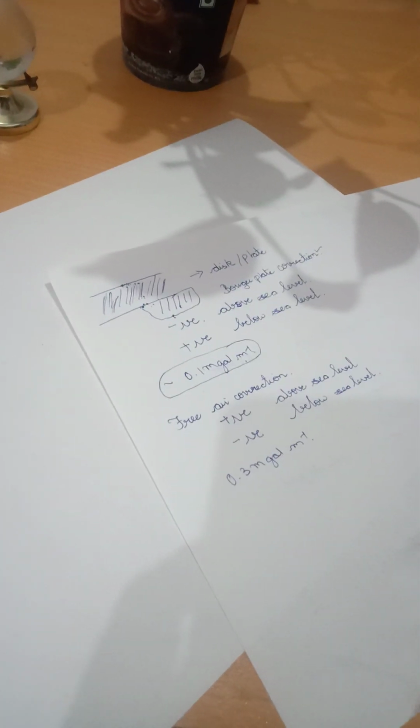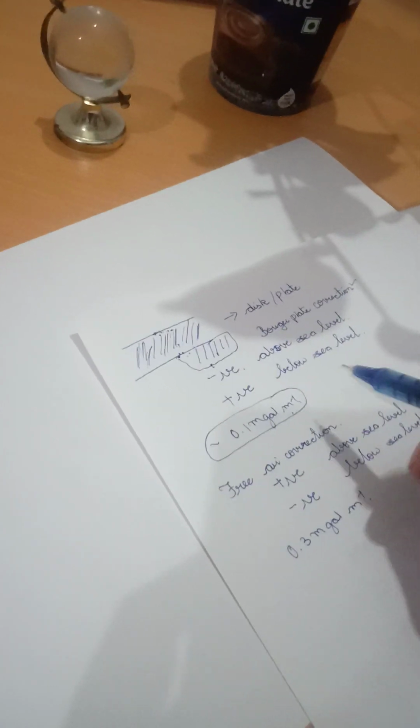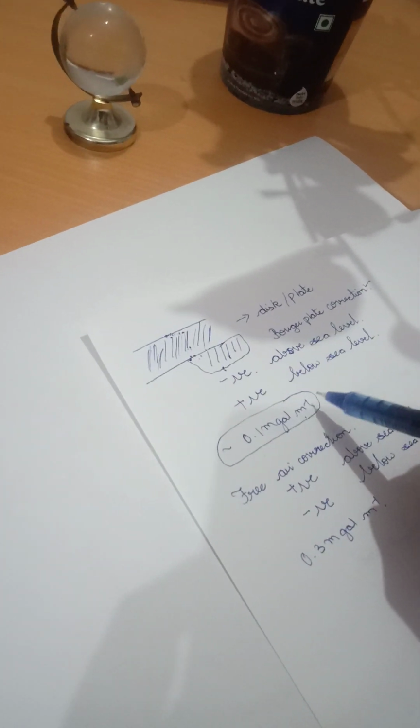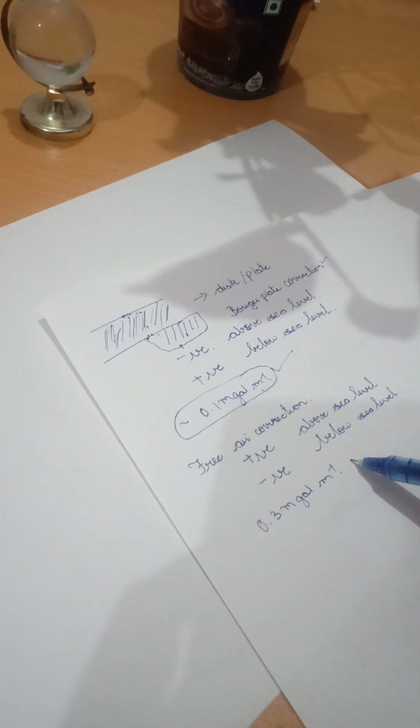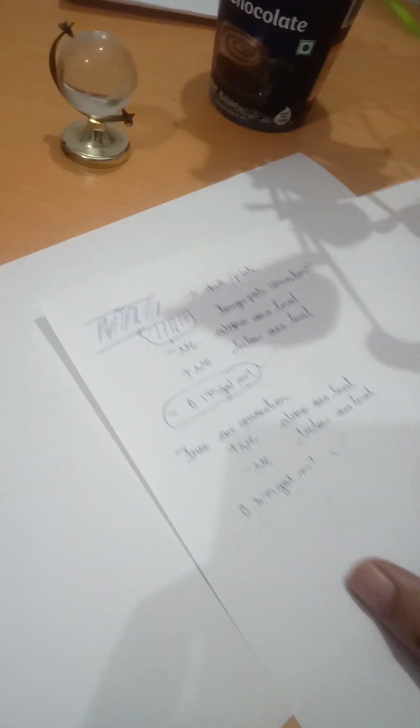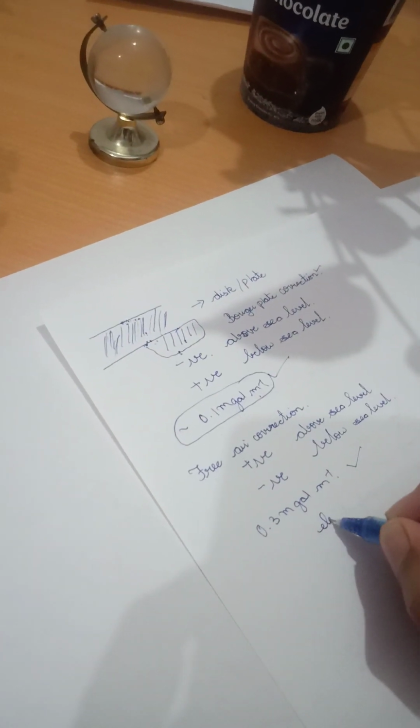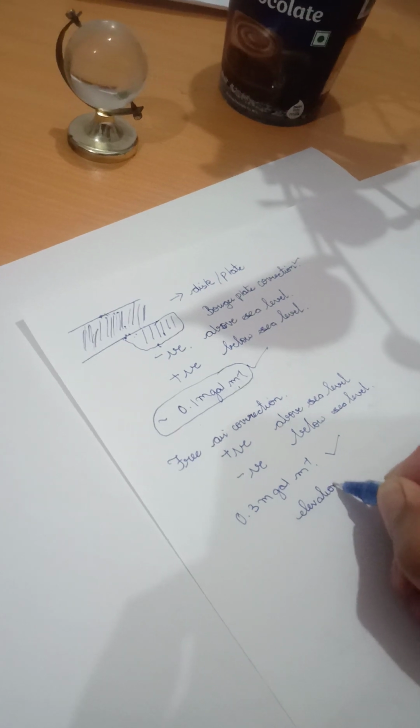Okay, now both of these two kinds of correction, that is Bouguer plate correction and free air correction, are combined into what is known as the elevation correction, or you can say the combined elevation correction.